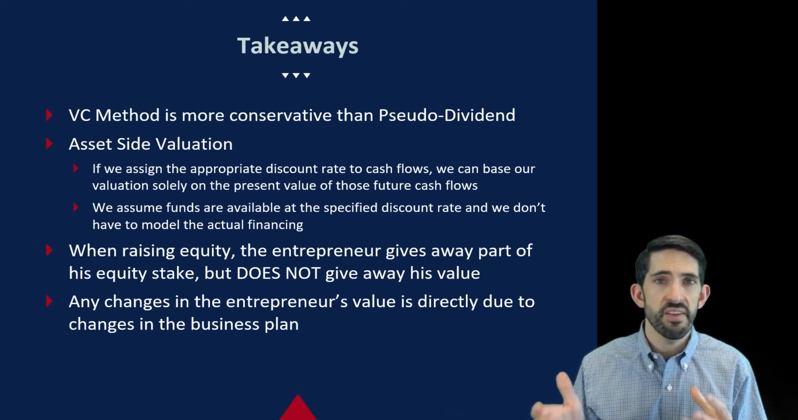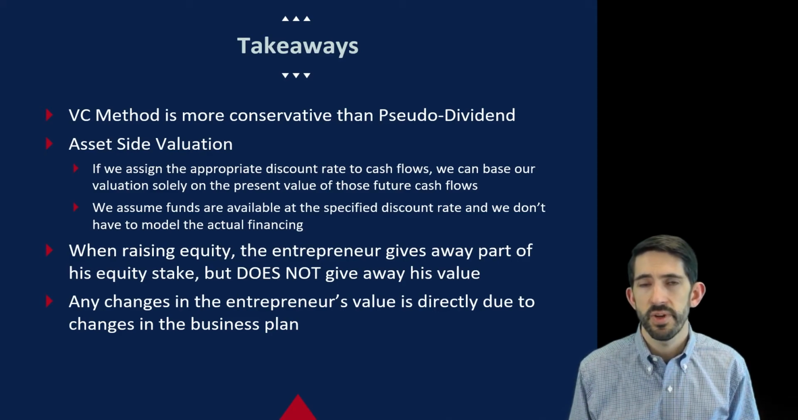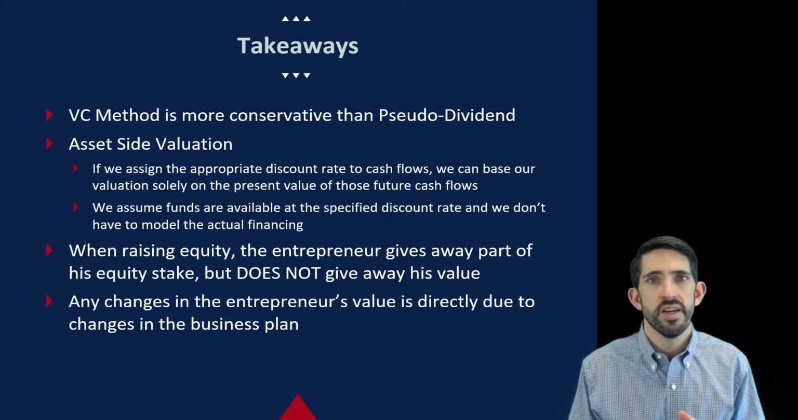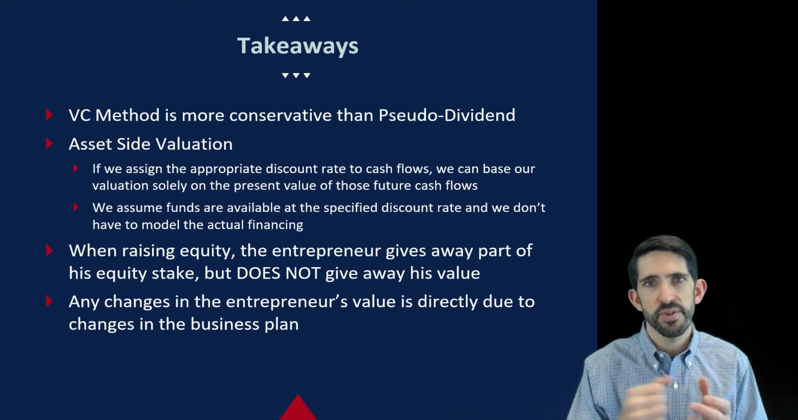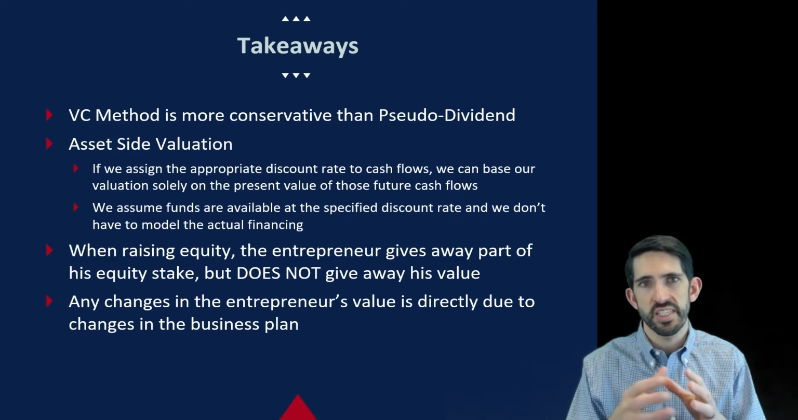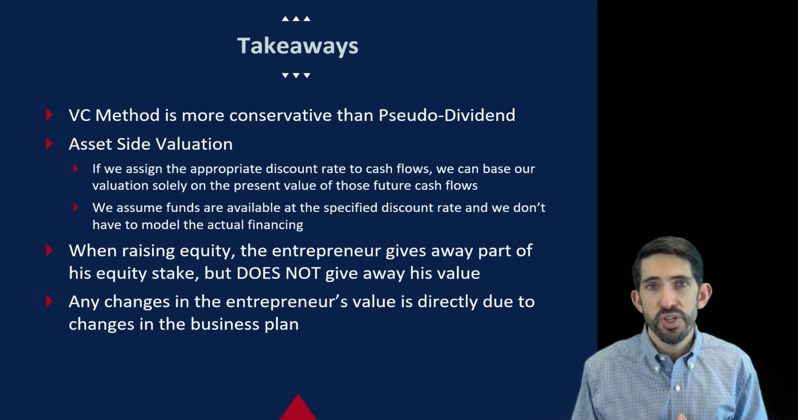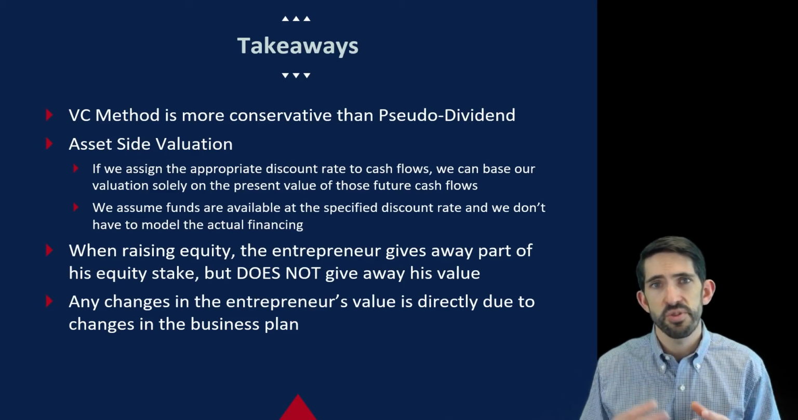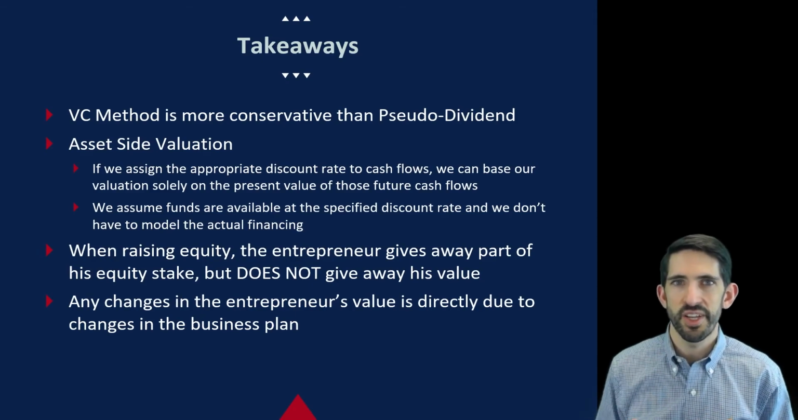Importantly, once we get that valuation done, the entrepreneur never gives up value in the company, right? He will sell equity, but the total value of his ownership after he sells that equity is the same as it was before, right? He just owns a smaller piece of that bigger pie. And if there are changes to the entrepreneur's value during the process of raising money, those are often due to changes in the business plan, right?